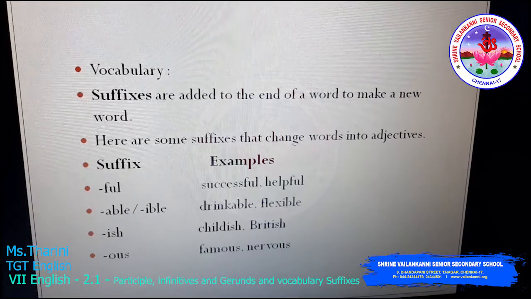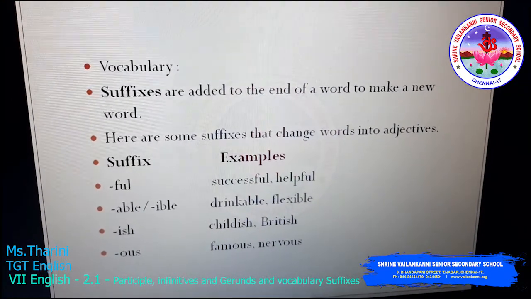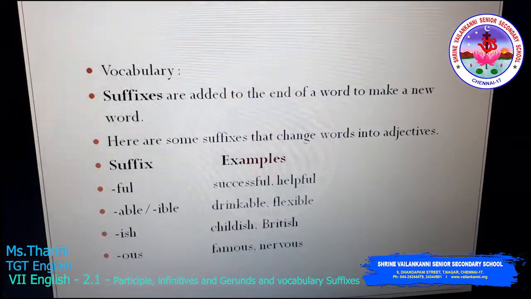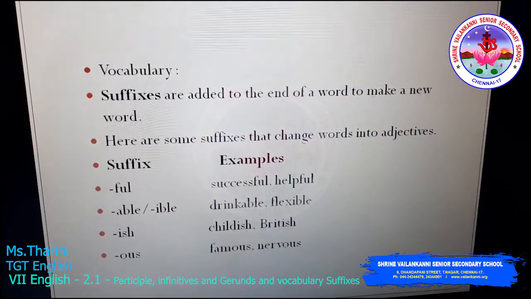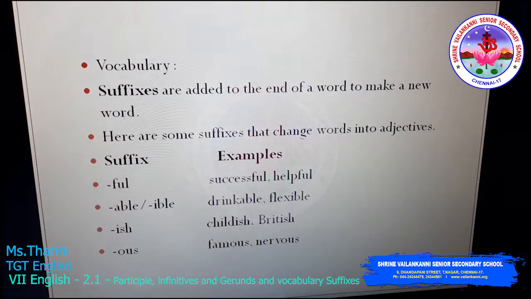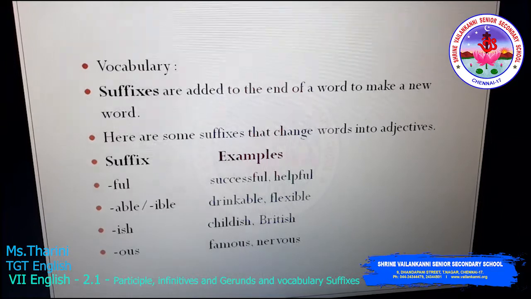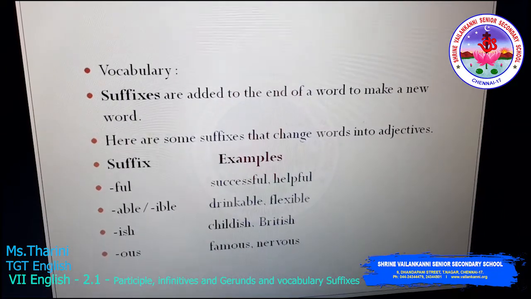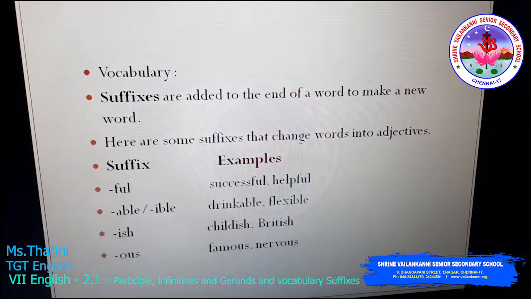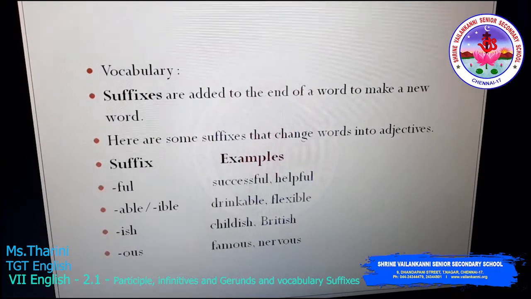Yes? Now coming to vocabulary. Suffixes are added to the end of a word to make a new word. Here are some suffixes that change words into adjectives. Suffix full: successful, helpful. Able: drinkable, fixable. Ish: childish, British. Us: famous, nervous. The words are changed into adjectives.